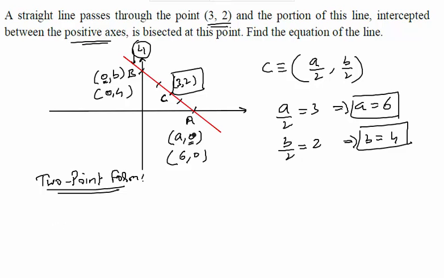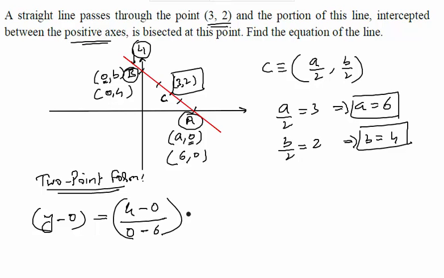So for me I am considering (x1, y1) as A and (x2, y2) as B. So the equation will be something like this: y minus y1, y1 is 0, is equal to (y2 minus y1) upon (x2 minus x1) into (x minus x1). This should be the equation of the line which is required, right?